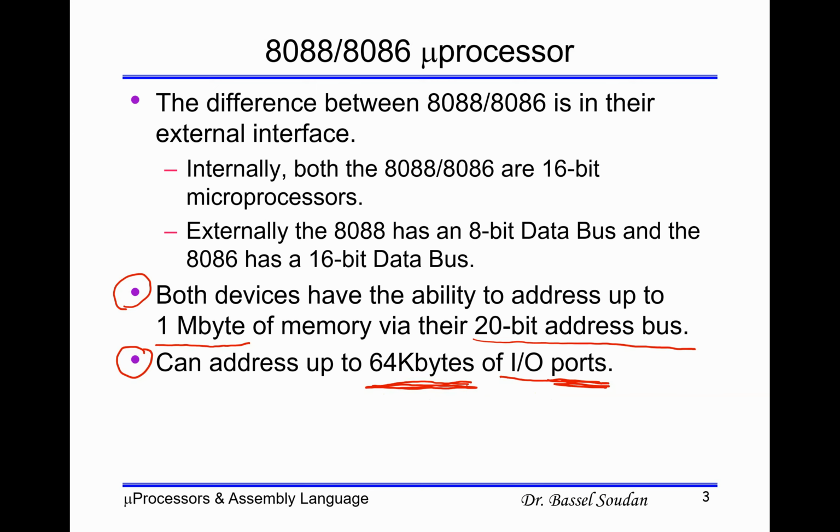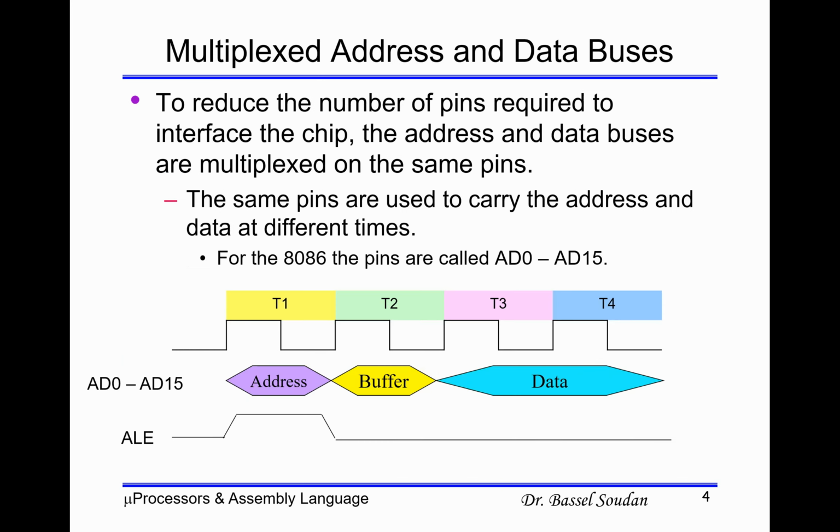So 64,000 different addresses or ports are permissible to be accessed through this machine. Definitely this is a very huge number, and it is not utilized in full. However, we wanted to discuss how the machine is talking or interfacing with the input-output devices.